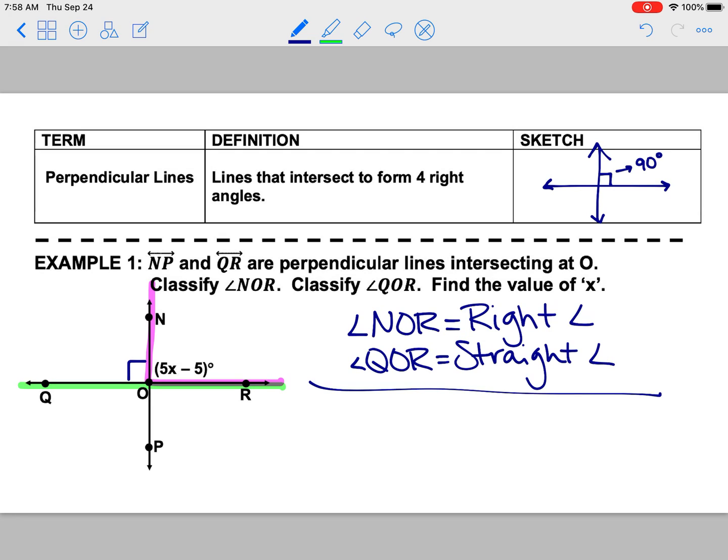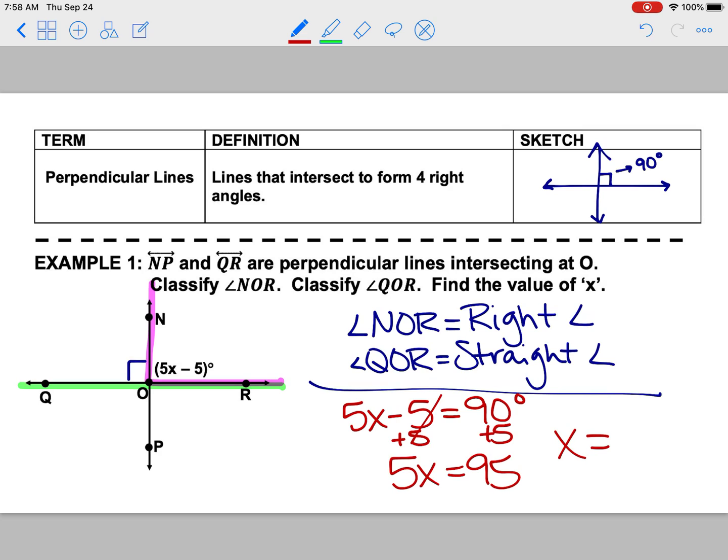All right, the last thing they want us to do is find the value of x. Well, they gave us that NOR is 5x minus 5, and we already determined that NOR is a right angle, so we can set 5x minus 5 equal to 90 degrees. And so we can add 5 to both sides. 5x equals 95. Divide by 5, and x equals 19.